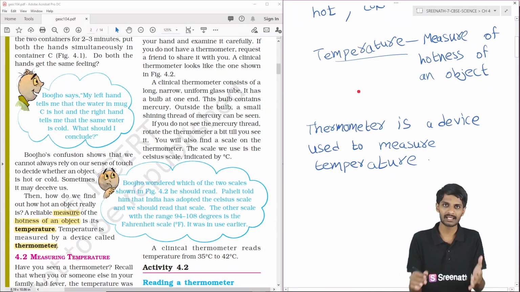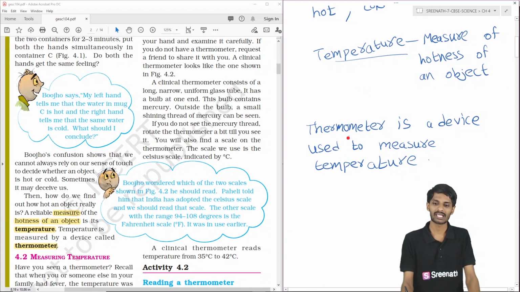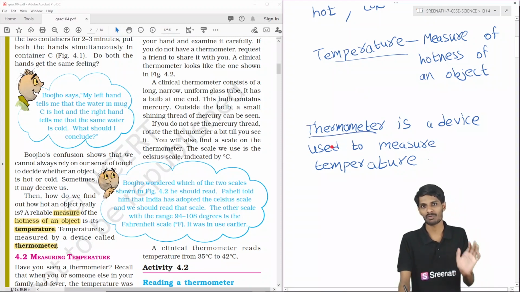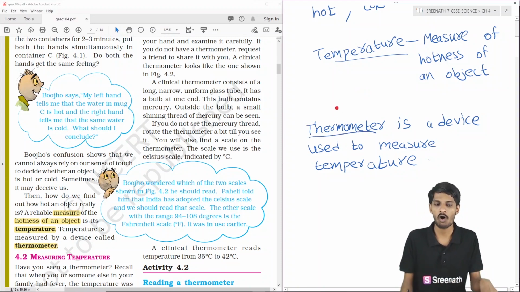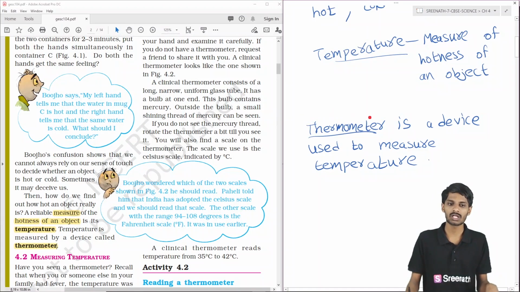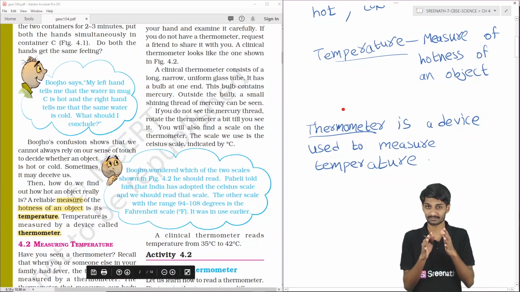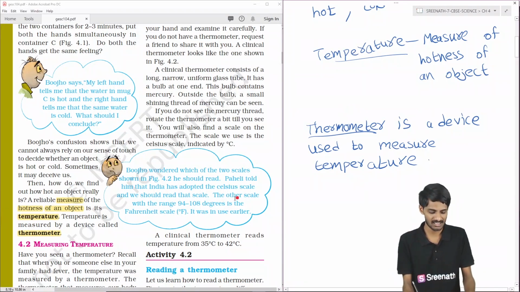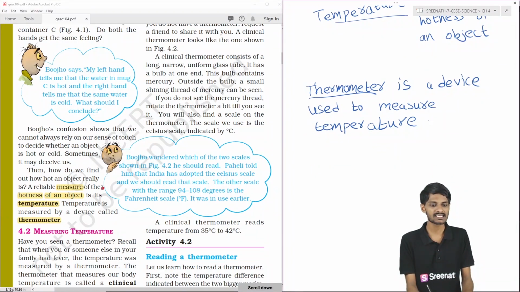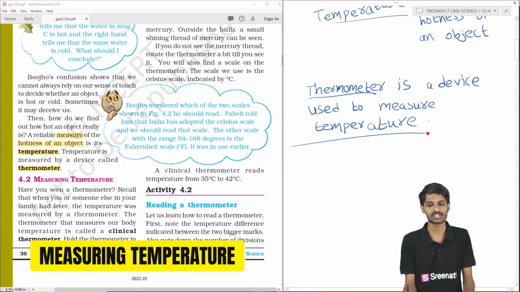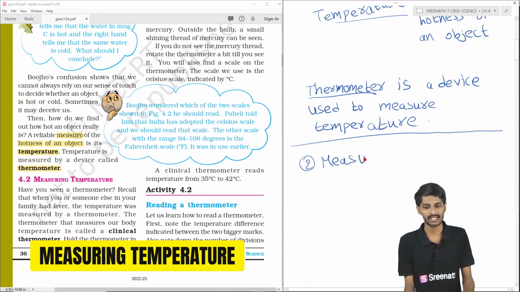And how will you measure the temperature? We can measure the temperature using a thermometer. We can't measure how hot our object is or how cold the object is just by our senses. So the next thing, students, is measuring temperature. How to measure the temperature?